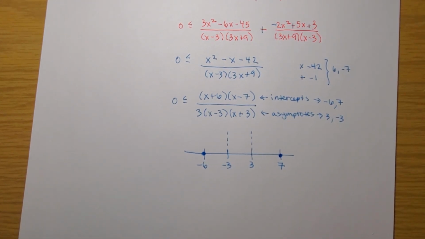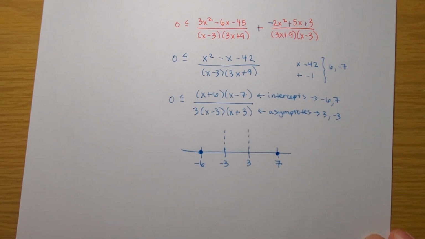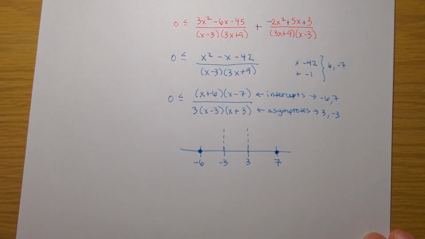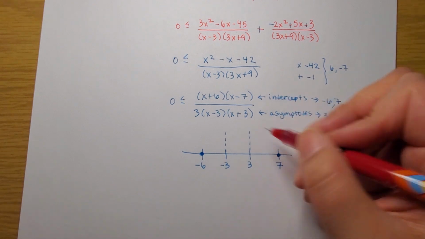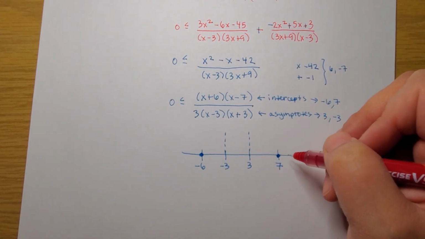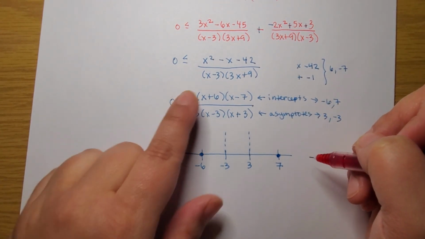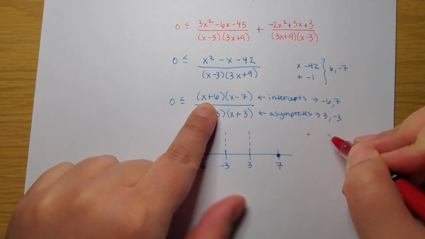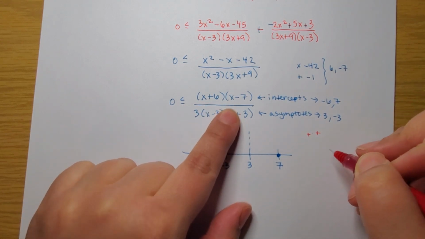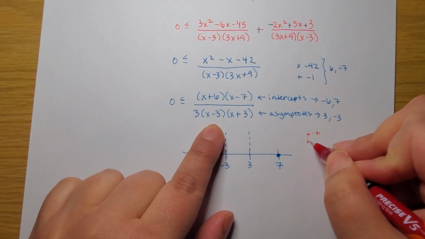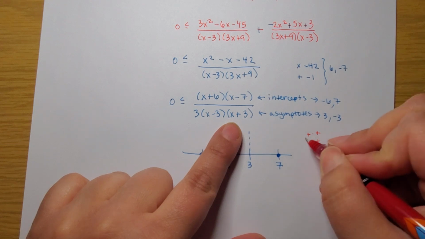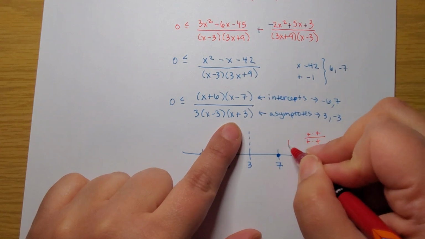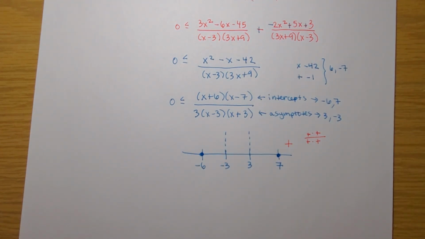Okay, now in the previous example, I plugged in numbers and kind of got my result that way. This time I'm going to do a little bit of a shortcut. I'm going to start on the positive side because it's easier to deal with positives. So let's pick 8. 8 plus 6 is positive. 8 minus 7 is positive. 8 minus 3 is positive. 8 plus 3 is positive. So this whole thing is going to be positive.